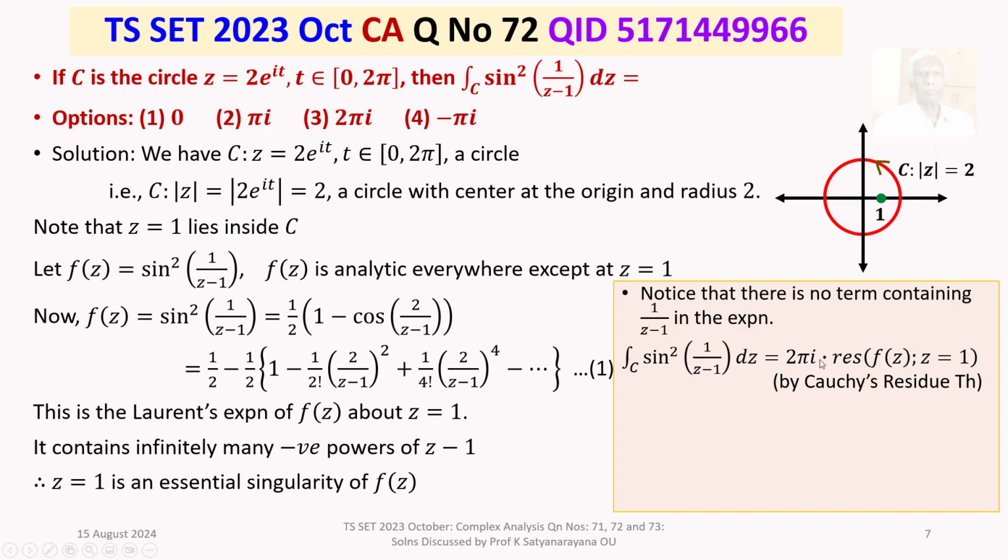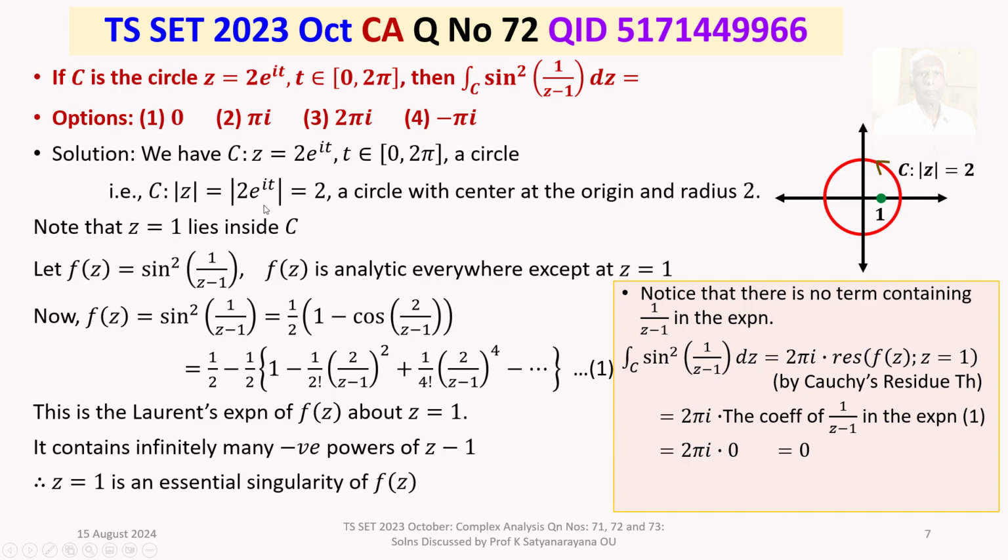So now the integral taken round C, sin squared of 1 by z minus 1 dz, is equal to 2 pi i into the residue of the function at z = 1 using Cauchy's residue theorem. How do I find the residue? You go to the Laurent's expansion, find out what is the coefficient of 1 by z minus 1 in expansion 1. We have already noted that there is no such term, therefore the coefficient is 0. Therefore 2 pi i into 0 is equal to 0. Therefore the integral taken round C of sin squared of 1 by z minus 1 dz is 0.